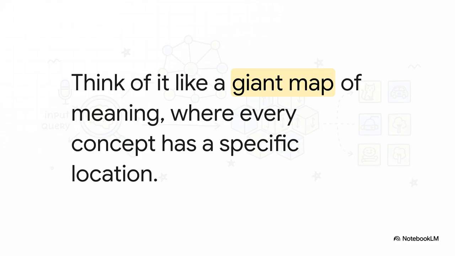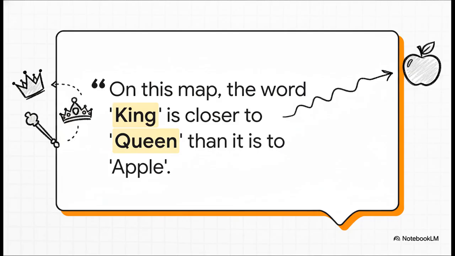Okay, the absolute best way to wrap your head around this is to imagine a giant, sprawling map. But instead of places, it's a map of meaning. Every single concept, every word, every image has its own specific spot on this map. And this is the perfect example. On our meaning map, the word king is located right next to queen because their meanings are super related, but both of them are miles and miles away from the word apple because that idea lives in a totally different neighborhood on the map.